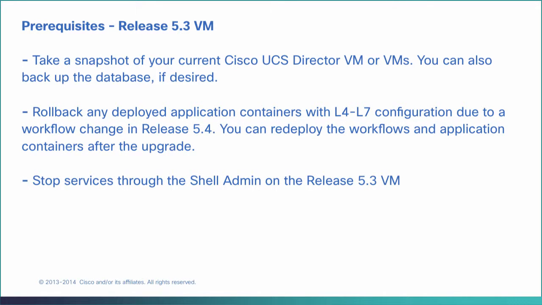Prerequisites, Release 5.3 VM. Take a snapshot of your current Cisco UCS Director VM or VMs. You can also back up the database if desired. Roll back any deployed application containers with L4, L7 configuration due to a workflow change in Release 5.4. You can redeploy the workflows and application containers after the upgrade. Stop services through the shell admin on the Release 5.3 VM.